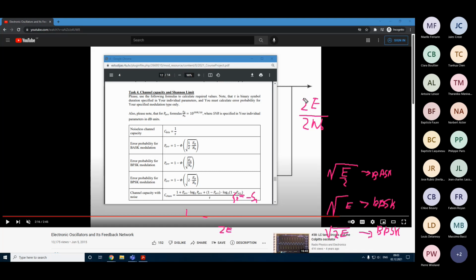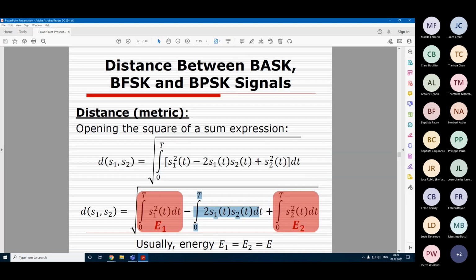So for amplitude shift keying, we had simple E, divided by double noise. For frequency shift keying, here we had 2, so that shortens out and we get this. And for phase shift keying, here we had 4, that gets shortened out, and here we get 2. So basically this is a distance inside this formula, and that's why these three formulas are a little bit different.